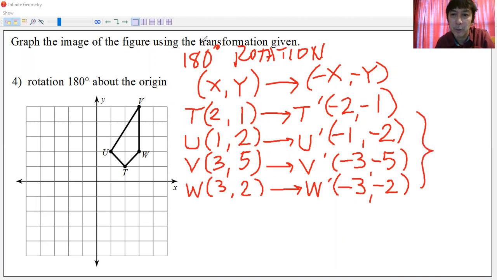All right, let's put the points. -2, -1 is T prime, so -2, -1 is over here. Next is -1, -2. -1, -2 is over here. V prime is -3, -5, so it must be the point over there. And the fourth point W prime is -3, -2, so that must be the one over here. Those are the points for the image.